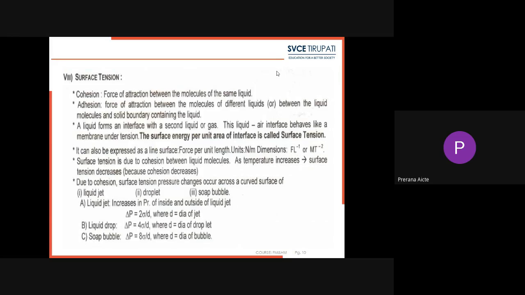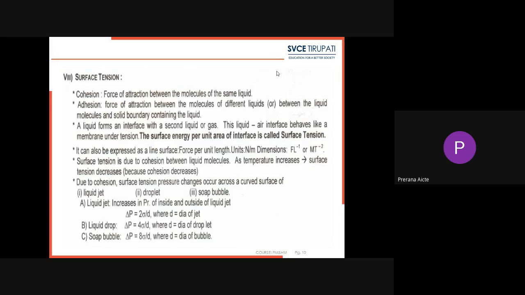A liquid forms an interface with a second liquid or gas, and this liquid-air interface behaves like a membrane under tension. Thus, the surface energy per unit area of interface is called the surface tension. In other words, surface tension is the tensile force acting on the surface of the water when it is in contact with the gas.